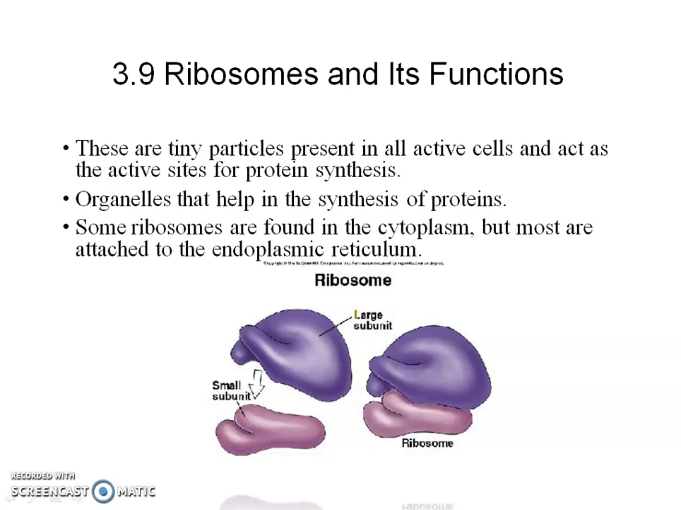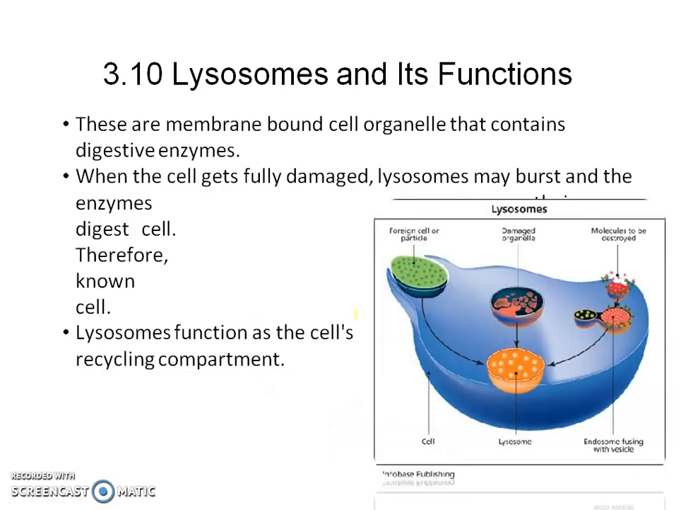Ribosomes and their function. These are tiny particles present in all active cells. They are rounded, ball-like structures, single membraned, and these ribosomes are the site where proteins are made. So they are organelles that help in the synthesis of proteins. They are found in the cytoplasm, and they are also attached to the rough endoplasmic reticulum.